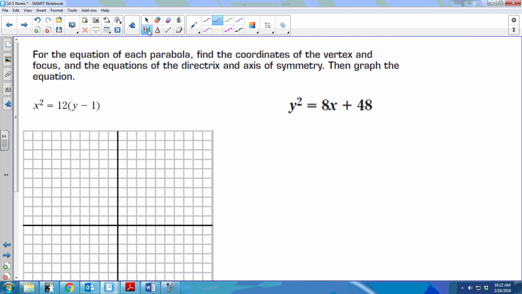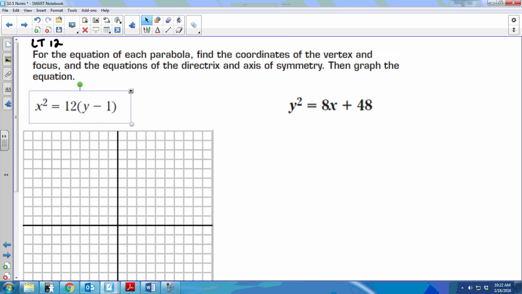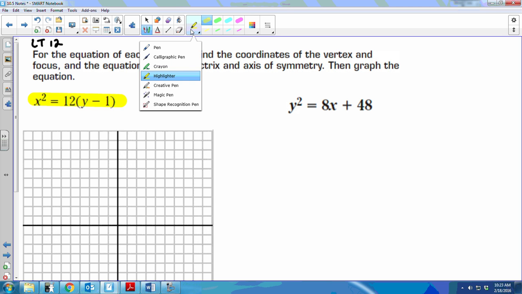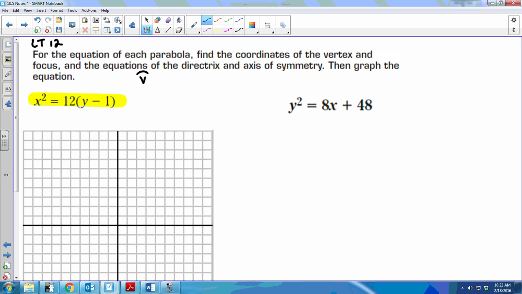All right, so Learning Target 12. We've got two examples that are in standard form already. Well, close to standard form. For the first one, I have x squared equals 12 times y minus 1. You should be able to tell me right now if it's horizontal or vertical. Vertical. Right, if it's x squared, it's going to be vertical. So I already know that. I already know that it's going to open up or down.